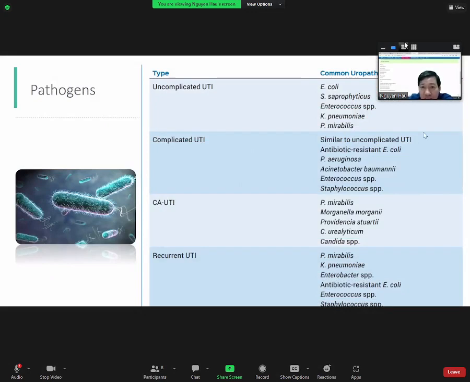Each kind of UTI has different typical bacteria. For example, in uncomplicated UTI we usually see E. coli and Staphylococcus. In complicated UTI, we usually see E. coli, E. coli with antibiotic resistance, Pseudomonas aeruginosa, Acinetobacter baumannii, Enterococcus or Staphylococcus. And in catheter-associated UTI and recurrent UTI, we usually see Proteus.